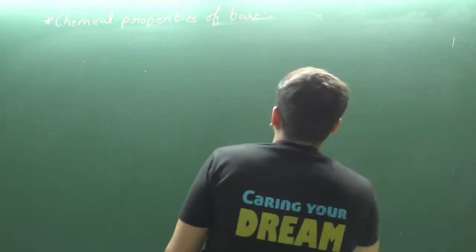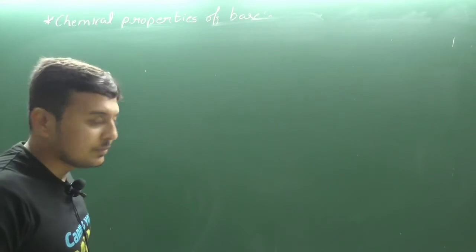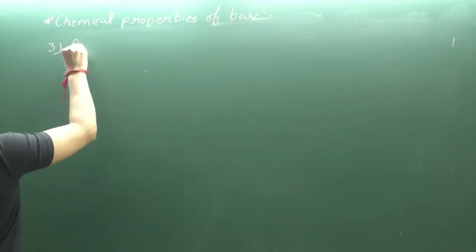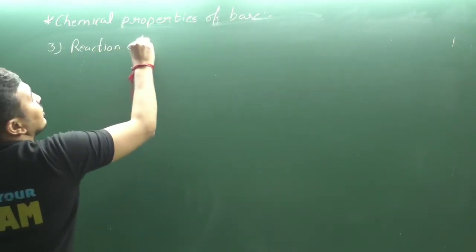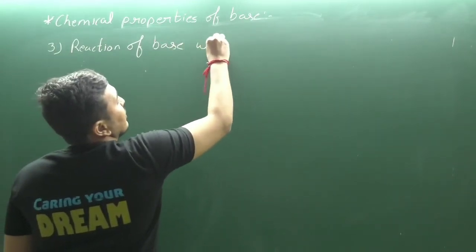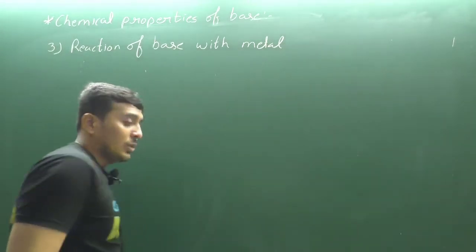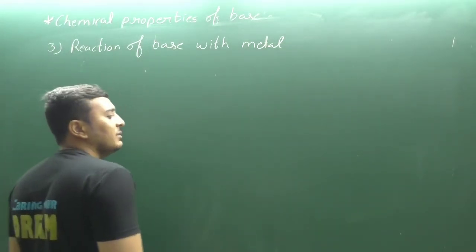with metal. So this is the third and final property of base, that is reaction of base with metal. So let us first learn and remember the reaction of acid with metal.